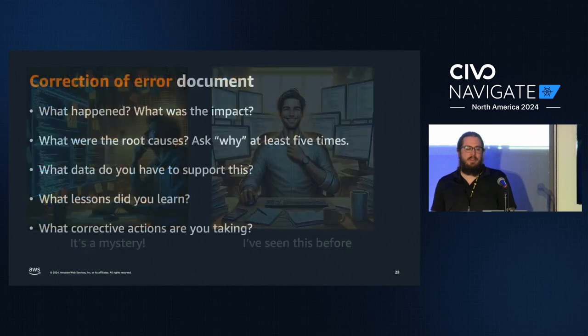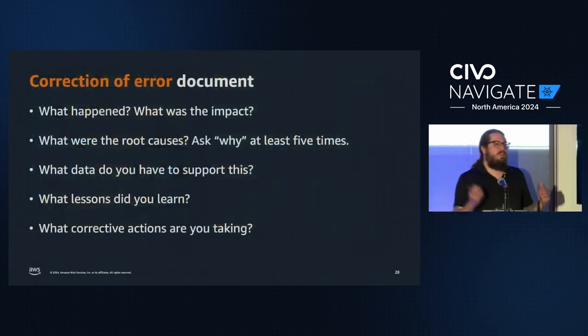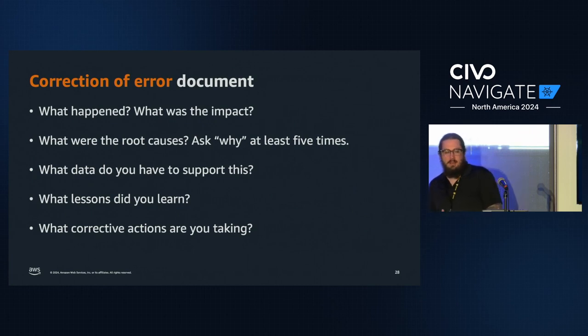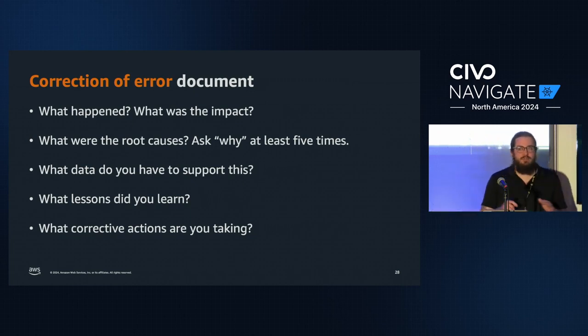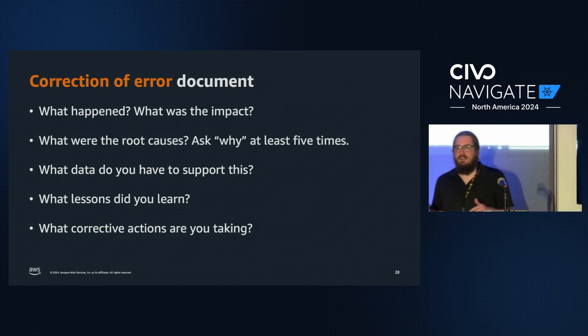And part of how you solve that problem, especially in a larger organization, is you write a correction of error document. So the idea behind this document is you write up what happened and what was the impact. And what were the root causes? Notice I didn't say root cause, I said root causes. Oftentimes there are multiple root causes that contribute to a particular failure. And one way to explore that is to keep asking why. Why did this happen? And then why did the cause for that happen? And why did the cause for that happen, at least 5 times?